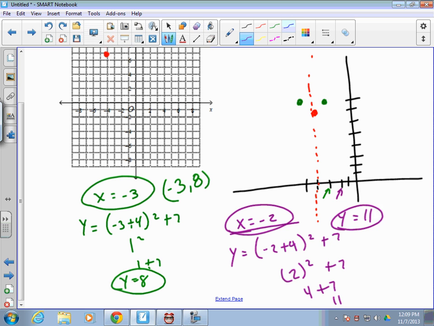Negative 2, 11. So we're up to negative 3, 8, so we've got to go 9, 10, 11. We've got to go that high. So for this next one, plot negative 2, 11, and then mimic it on the other side by going one more. Then we can create our parabola from there. So we have 5 points.